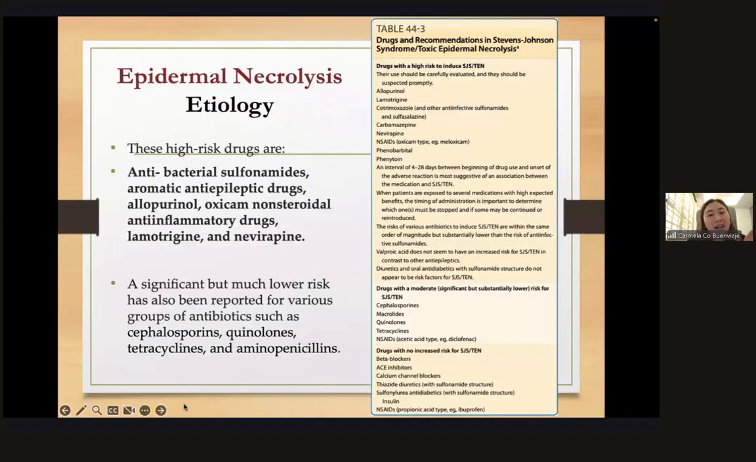Okay, so these are the high-risk drugs. These are all the drugs on the right, but these are the most high-risk drugs for epidermal necrolysis: antibacterial sulfonamides, aromatic anti-epileptic drugs, allopurinol, oxicam non-steroidal anti-inflammatory drugs, lamotrigine, and nevirapine. A significant but much lower risk has also been reported for various groups of antibiotics such as cephalosporins, quinolones, tetracyclines, and aminopenicillins.